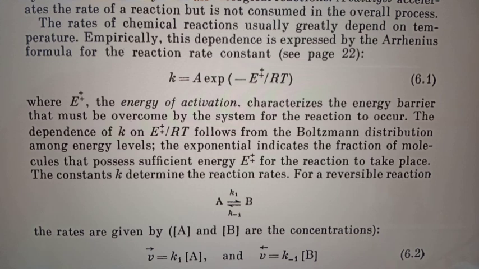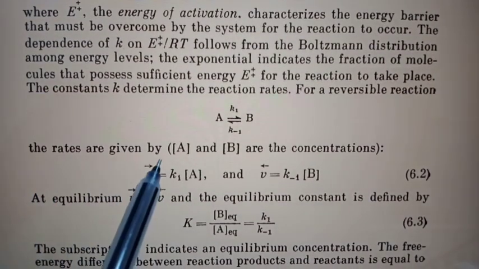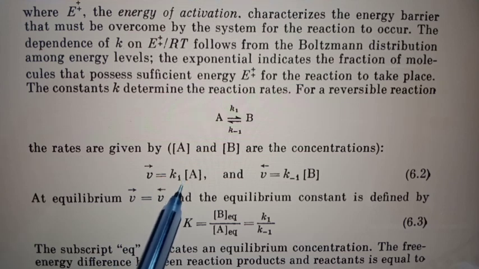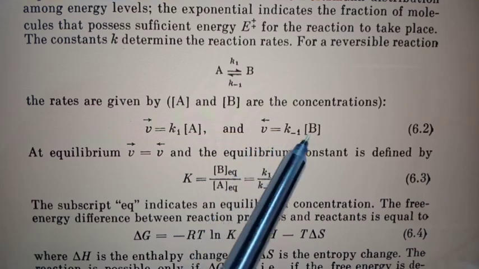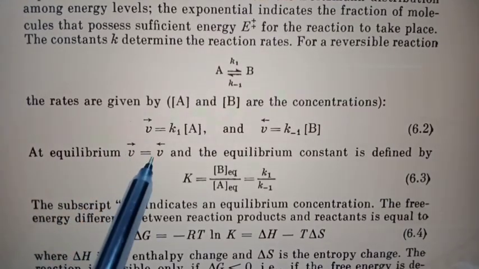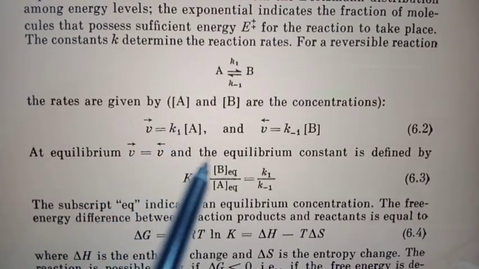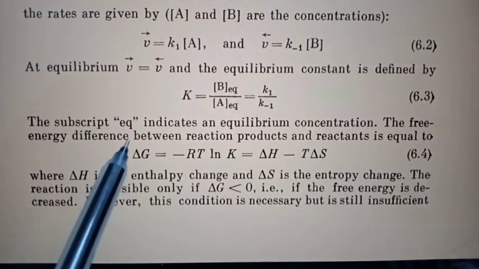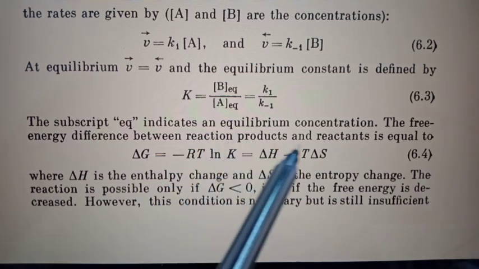The constant k determines the reaction rate for the reversible reaction. The rates are given by, where A and B are concentrations, V1 equals k1A. At equilibrium V1 equals V2, and the equilibrium constant is determined by this. The subscript indicates an equilibrium concentration.